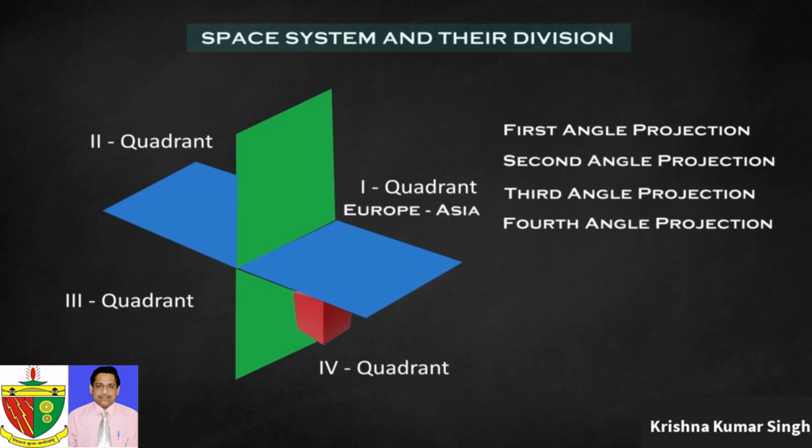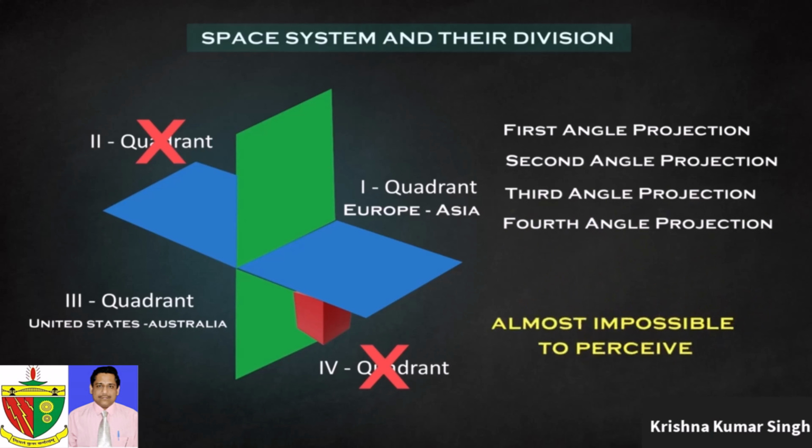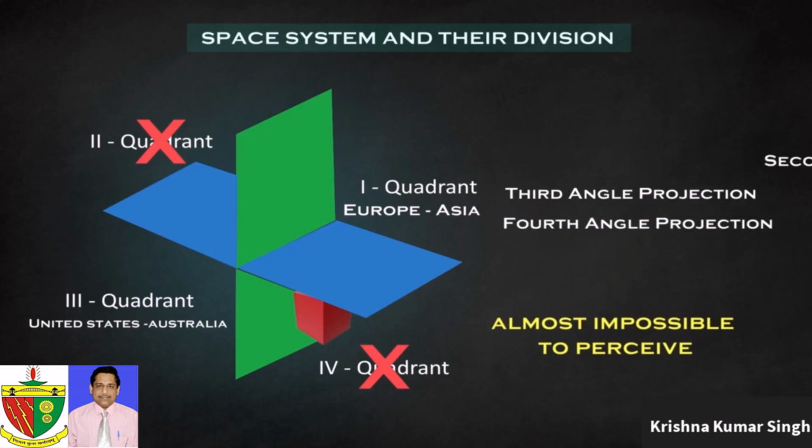Europe and Asian countries adopted the first angle projection, while the United States and Australia are using third angle projection. No countries use the second and fourth angle of projection for their representations of objects into orthographic projections. Because second and fourth angle projections cannot give a clear representation of the dimensions and are almost impossible to perceive. We will come to know why it happens as we progress.